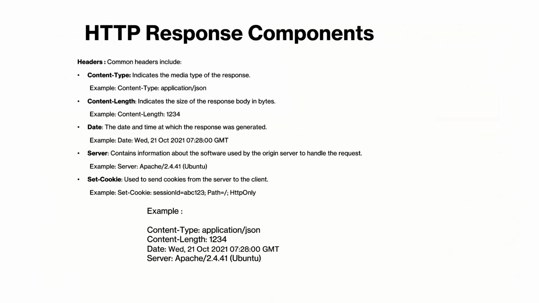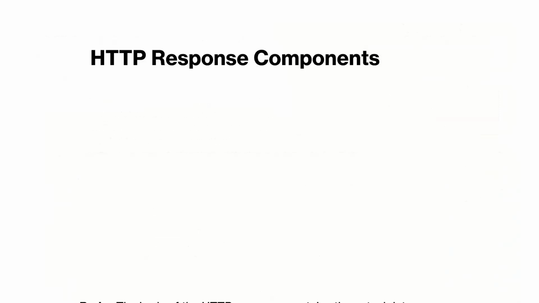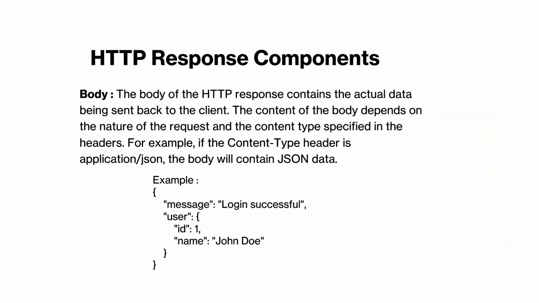The final component of an HTTP response is the body. The body of the HTTP response contains the actual data being sent back to the client. The content of the body depends on the nature of the request and the content type specified in the headers. For example, if the Content-Type header is application/JSON, the body will contain JSON data. These predefined components help standardize communication between clients and servers, making REST APIs efficient and scalable.